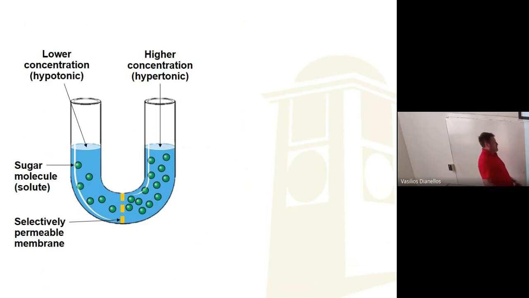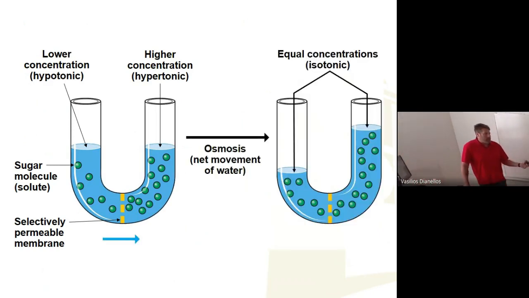How can we equal those things out? How can we make it to where that's 50 and that's 50? What do we do if we can't move the green balls over? Any guesses? The water will move instead. So the water is going to move from left to right. And now, we've got a lot more water over there, but now we're at equal solution.